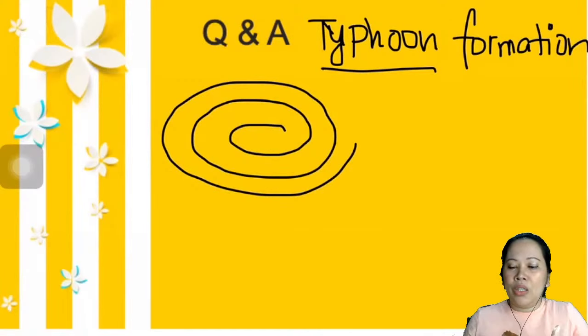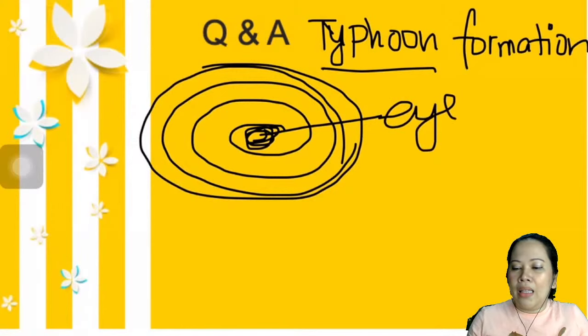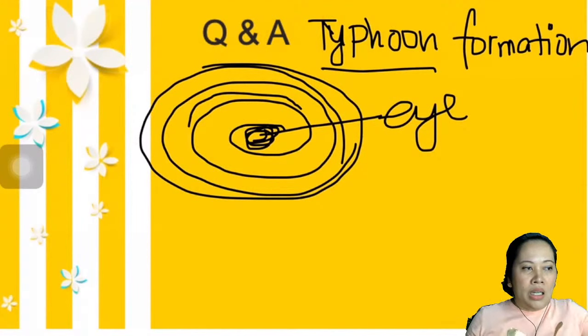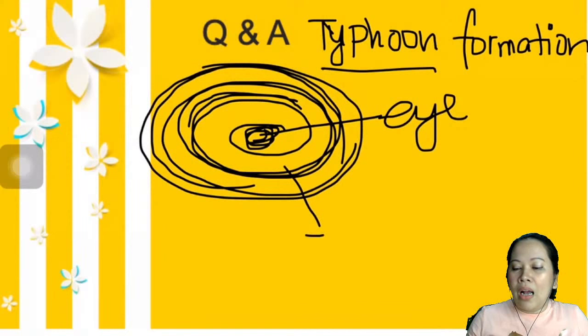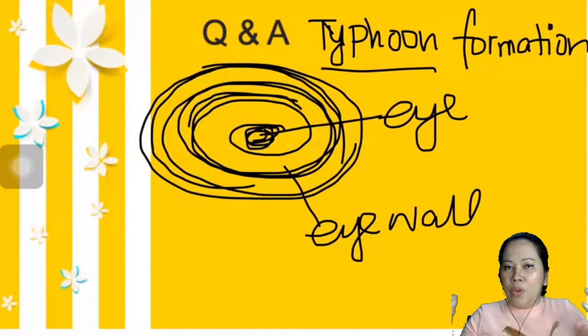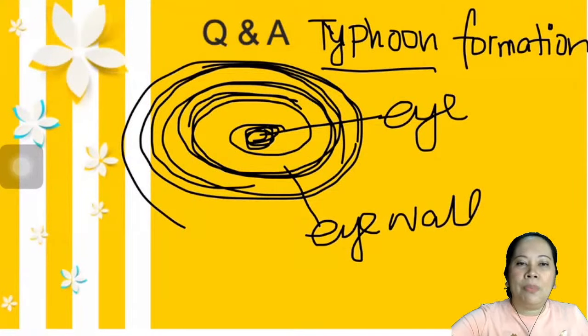So what is a typhoon? First, you have to determine the parts of your typhoon. So you have your eye. Yung center dito, ito yung tinatawag natin na eye. And then of course, yung nasa palibot nito is your eye wall. Alright? So you have your eye, and then your eye wall, and then the clouds here will be your rain. Tapos you have your tail, right? So those are the parts of your typhoon.